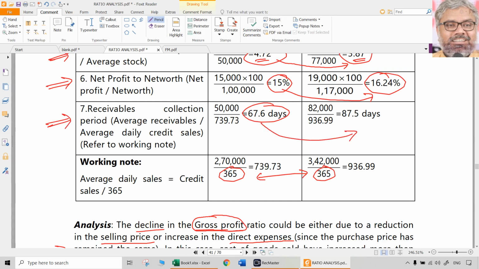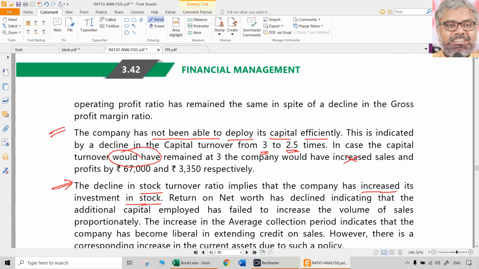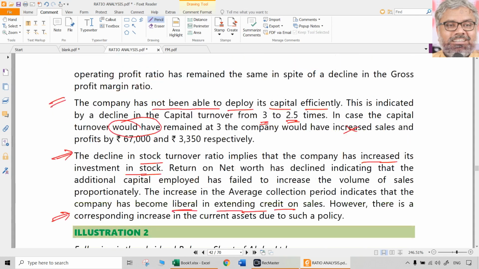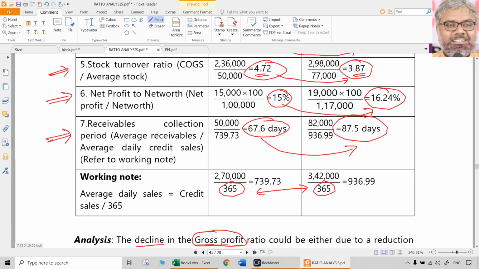Collection period has increased also. That is not a good sign. Collection period increased means the company is not collecting its receivables efficiently, or we can say the company is following a liberal credit policy. So it is extending credit liberally. So these are the various types of interpretations for each of the ratios. So there are around 7 ratios.